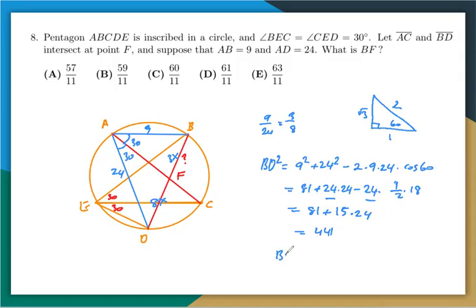So BD is 21. Since we are looking for 3/11ths of this, because BF is 3x, 3/11ths of 21 is actually 63 over 11.